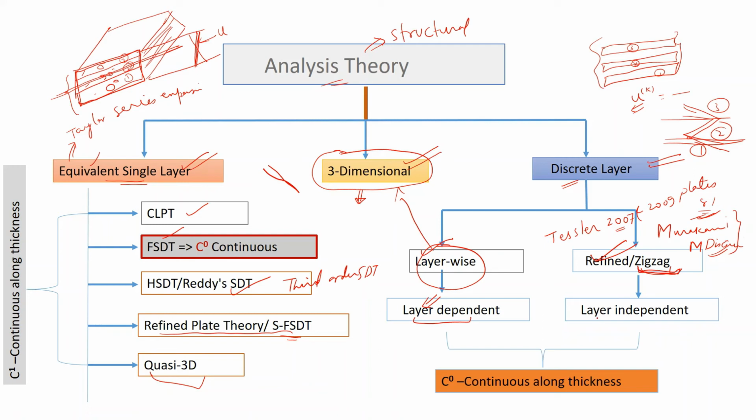And what is the advantage of this? It is layer independent. The field variables are independent of the number of layers. In layer-wise theory, it depended on the number of lamina, but here the unknowns are independent. So if the number of layers is 100, the field variables would still be only 7 for the plates and 5 for the beams. So this is very advantageous. We will study this refined zigzag theory in detail later.